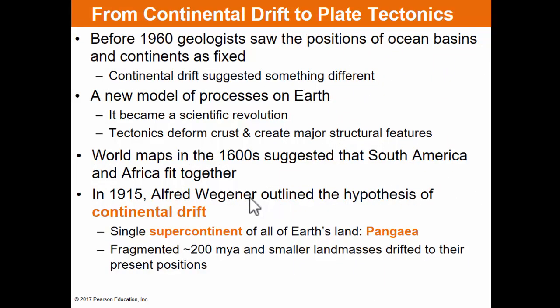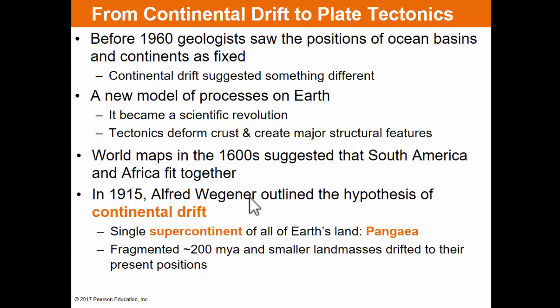Before 1960, geologists basically believed that the oceans and the continents were fixed. They'd always been that way, and they would never change. This idea of continental drift suggested something completely different. It provided a whole new model of the processes that were occurring on Earth. Literally, it was a scientific revolution, taking us from this idea of the Earth being fixed to one in which tectonics literally deformed the crust and created major structural features.